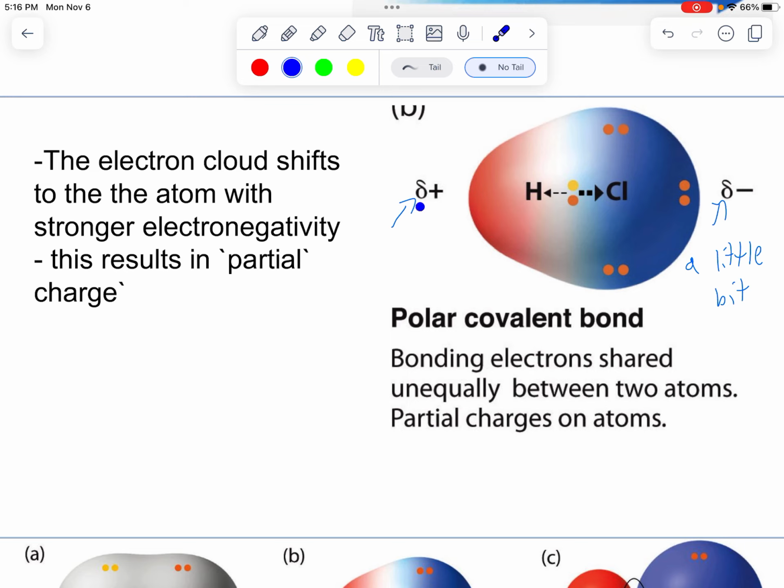And so what we can see is we have some positive here and some negative here. So if you have another HCl molecule, the H of one can stick to the chlorine of another. So we'd call this a polar covalent bond. It's still covalent, they're still sharing the electrons, but it's polar because it's not equally shared, right? And so we get these partial charges, little bits of charge.